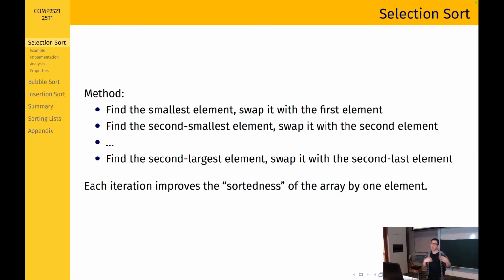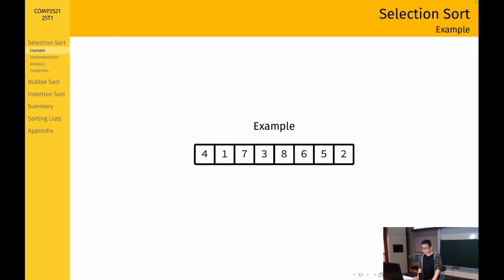And then we just repeat the process: find the third smallest element, swap it with the third item, and eventually, once we've swapped most of the items into place, we would find the second largest element, swap it with the second last element, and that's it. Then the array is sorted. Okay, so this is a really straightforward sorting algorithm, and here is an example.